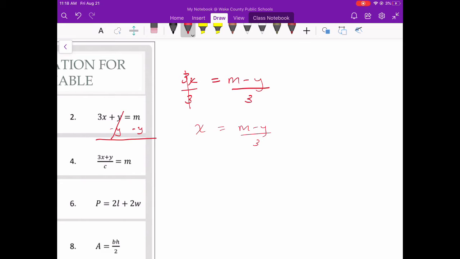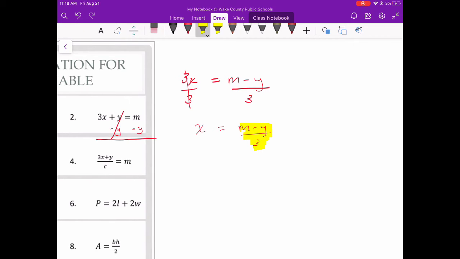So solving literal equations feels a little unsatisfying because you don't have an actual numerical answer, but this is x by itself. This is what x is equal to, and the only thing we're missing is what m and y are.